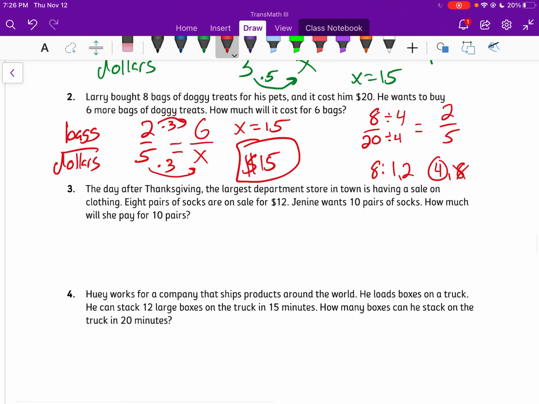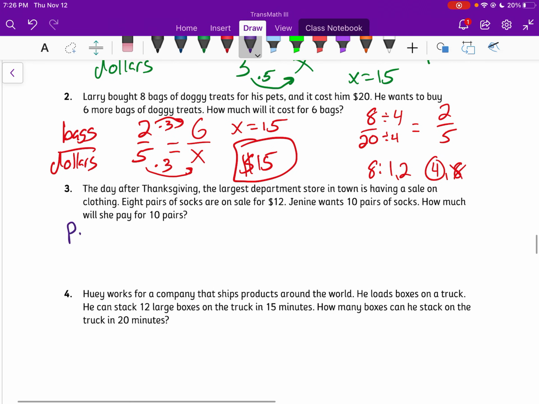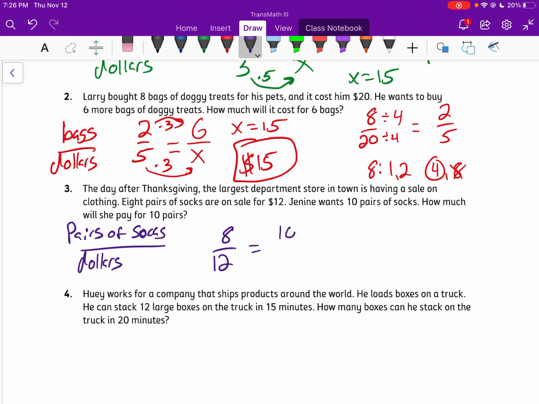All right, number 3. The day after Thanksgiving, the largest department store in town is having a sale on clothing. 8 pairs of socks are on sale for $12. So we got pairs of socks, dollars, and our initial ratio, 8 pairs of socks for $12. Now Janine wants 10 pairs of socks. How much will she pay for 10 pairs? So we're going to have 10 on top, and we need to figure out the dollar amount for that.